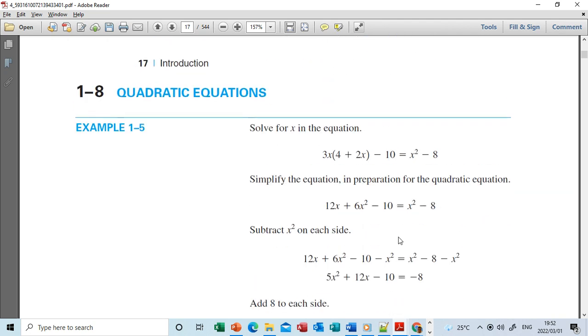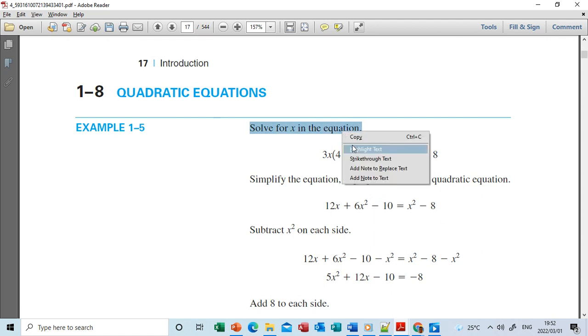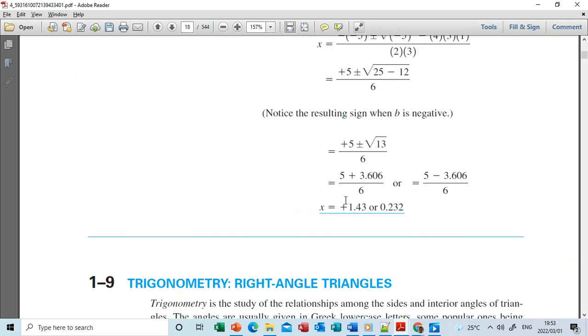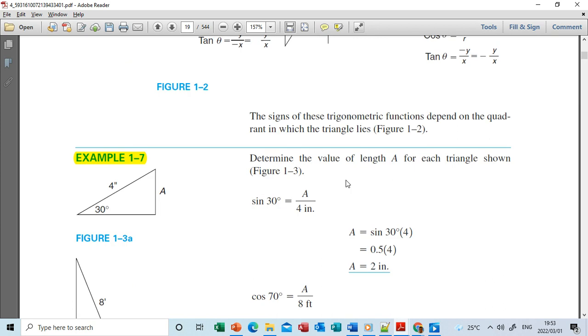So, and then this one, guys, solve for x. This is basic maths. I don't think it's necessary for us to do this example. This is basic maths. Or do you want to do it? You want to do something like this? No, sorry. I think I'm answering for others.